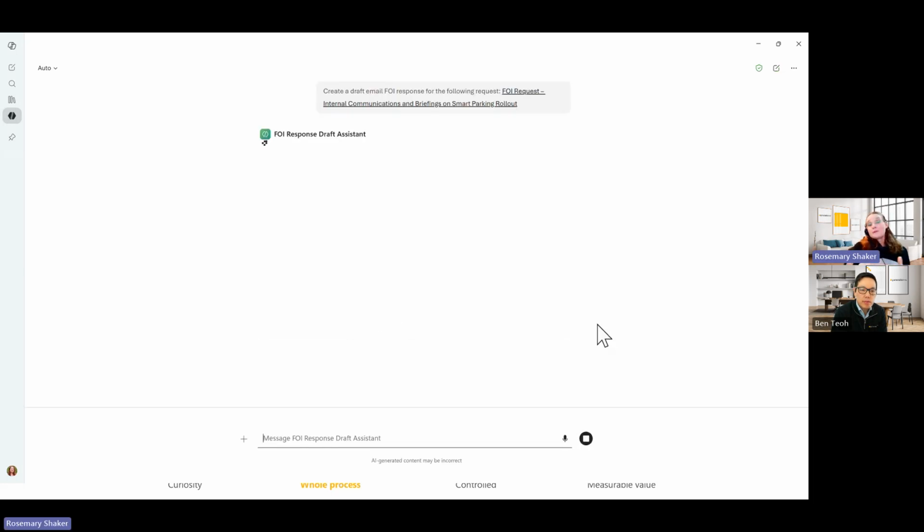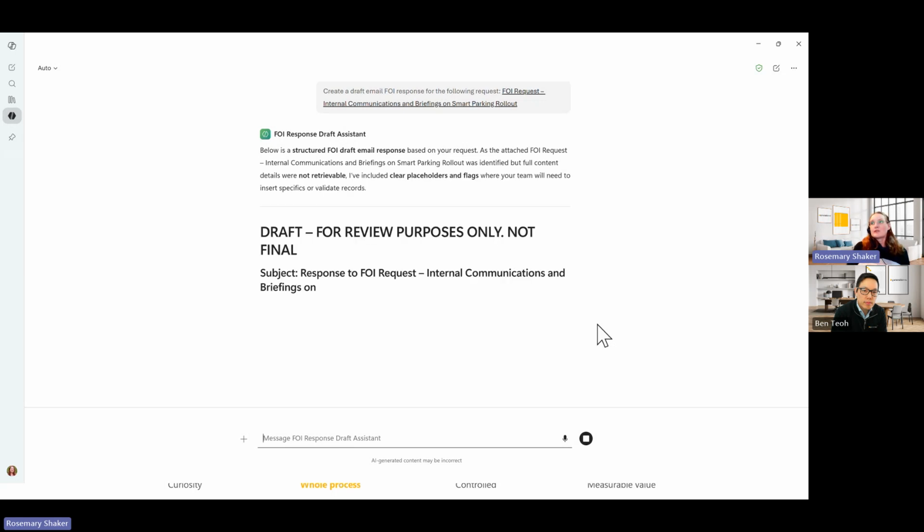So when we built this agent, there were a lot of different instructions that came into this draft. And you'll see as it produces it that there are things that they have to go back and check and get approval for in this process. But this agent was guiding them as to what they needed to do here.